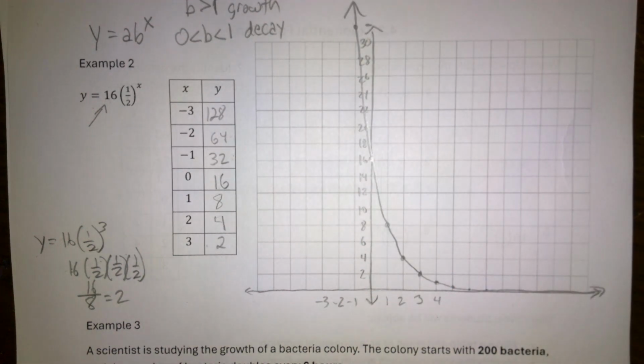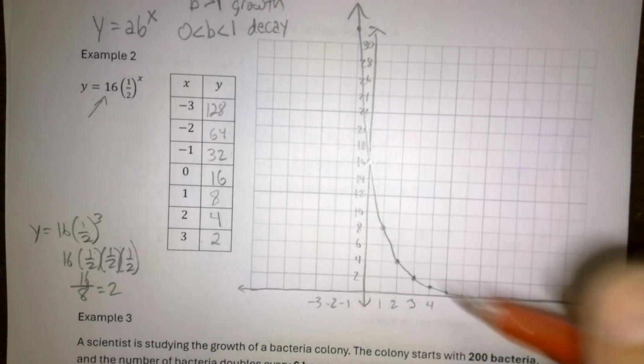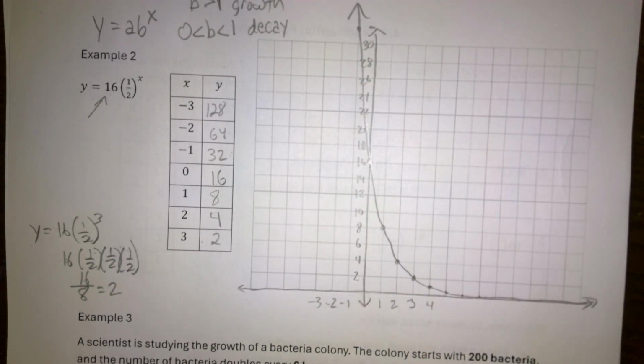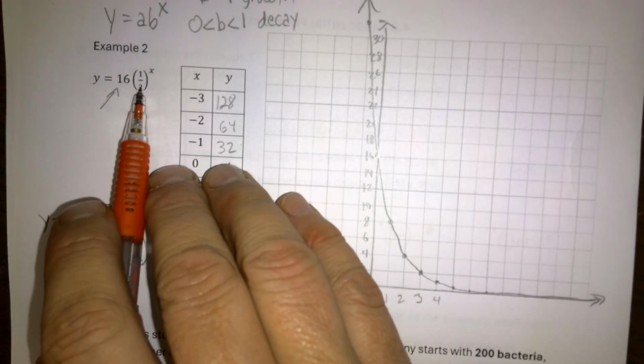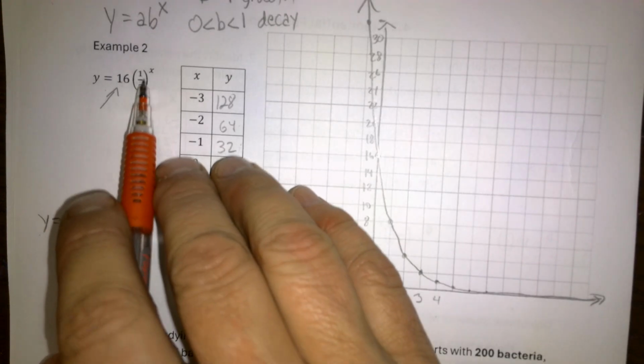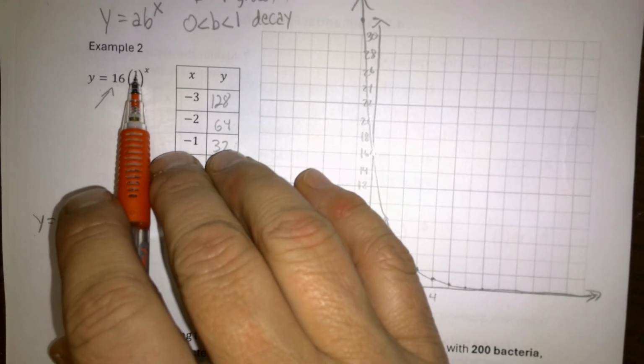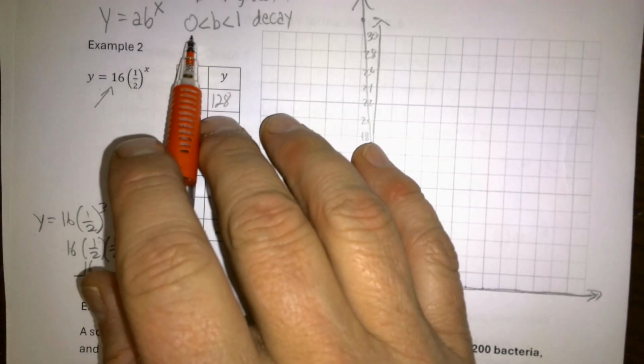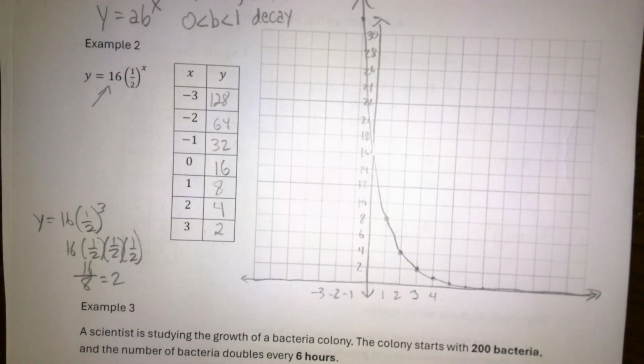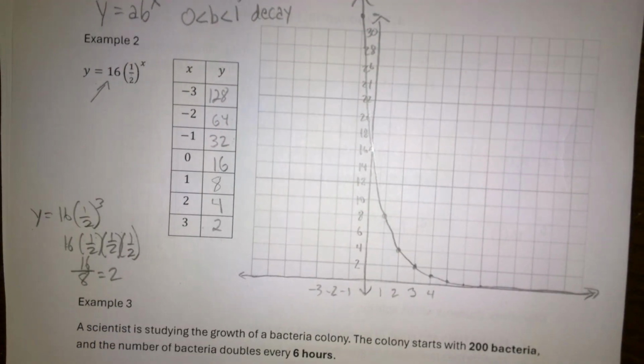And that's the general shape of the graph. So that's your exponential decay. All right, so we've seen a graph of both growth and decay. And once again, if you get a value bigger than 1 as your base, that is going to be growth. And if it's between 0 and 1, it's going to be decay. All right, let's go ahead and take a look at example 3.